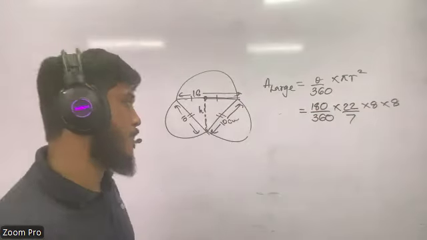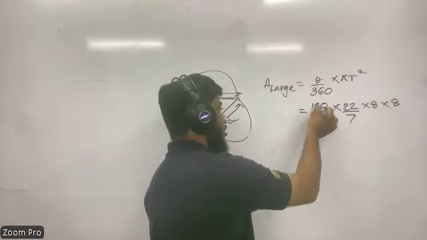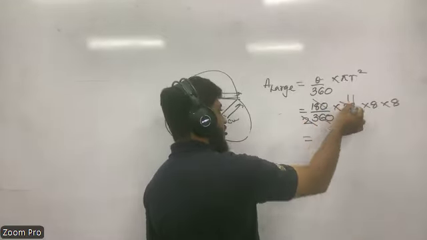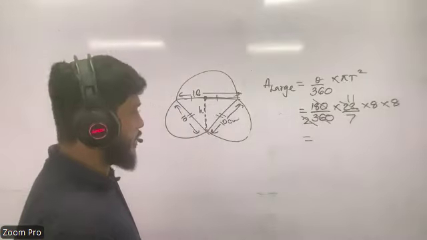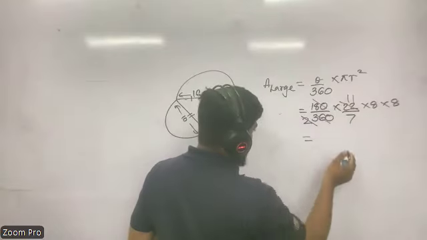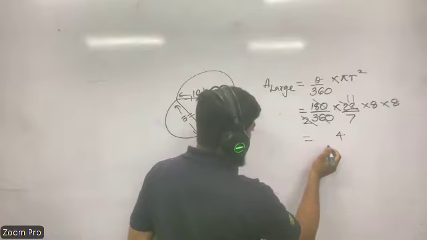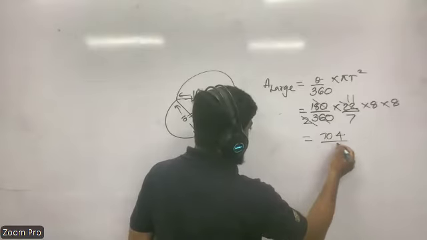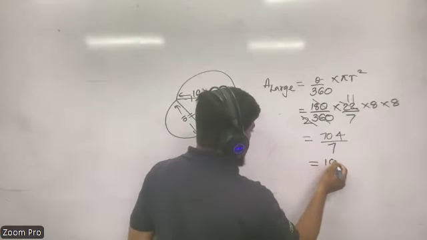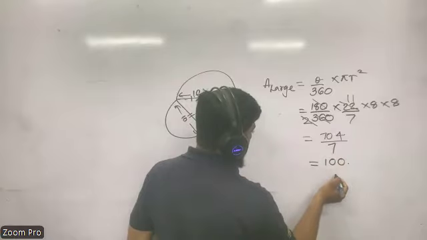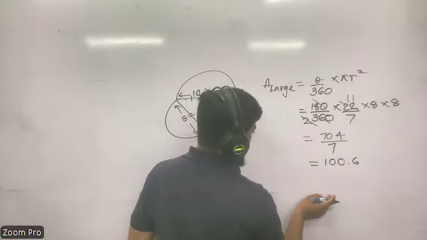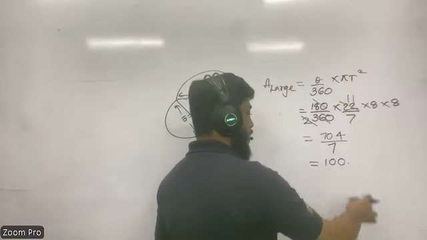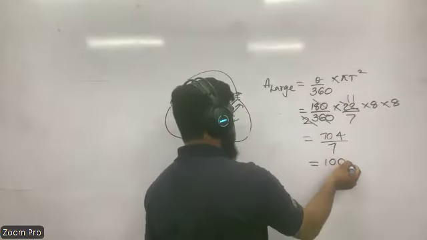Okay. So 180 and 360, I have to simplify, 2. 2 and 22, if I simplify, 11. 11 into 8 is 88. 88 into 8 is 704. 704 divided by 7, you get 100 point something, like 100.59 if you simplify.